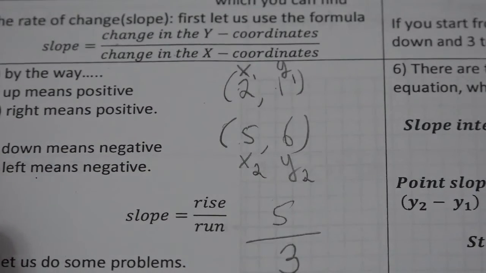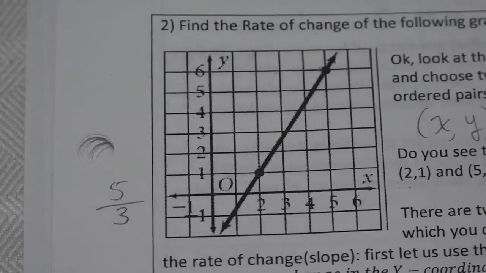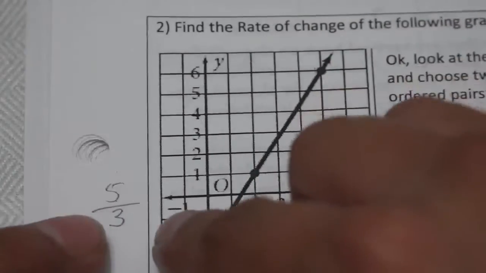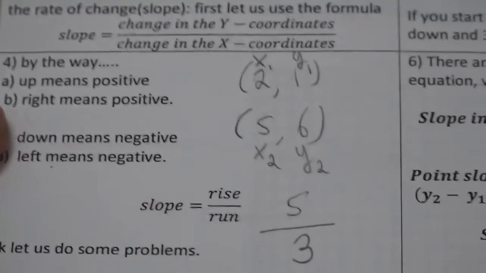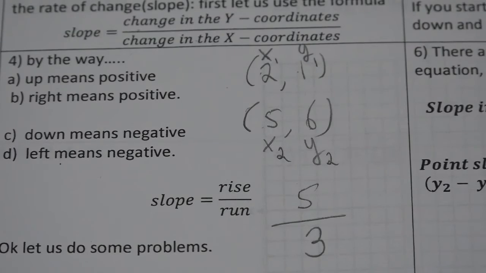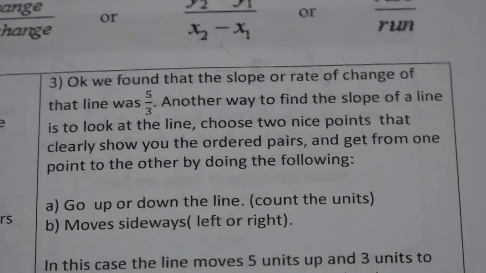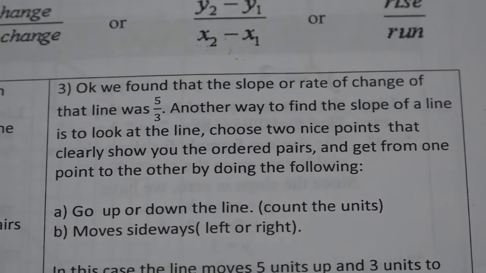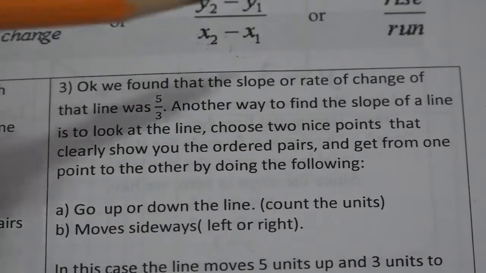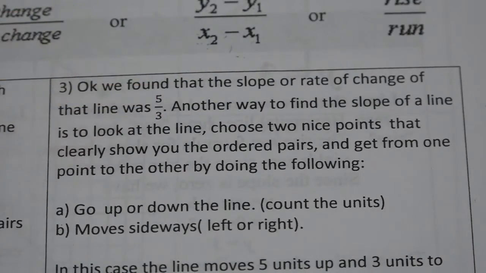See that? Which is the same thing that we found over here. So from the graph, we were able to tell right away what the slope was. And algebraically, we were also able to do the same thing. All right. So then we go on, and you have to read this part right here. We found that the slope or rate of change was 5 over 3. Another way to find the slope of a line is to look at the line, of course.